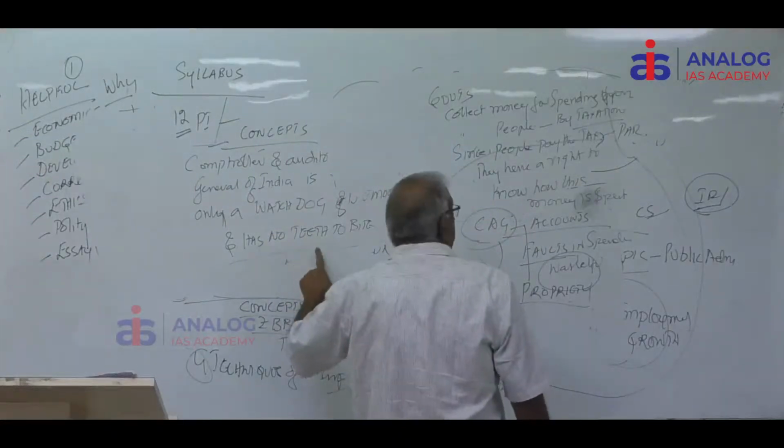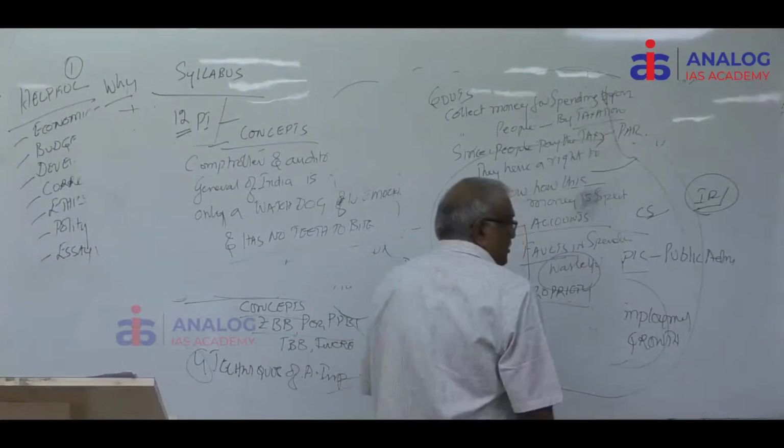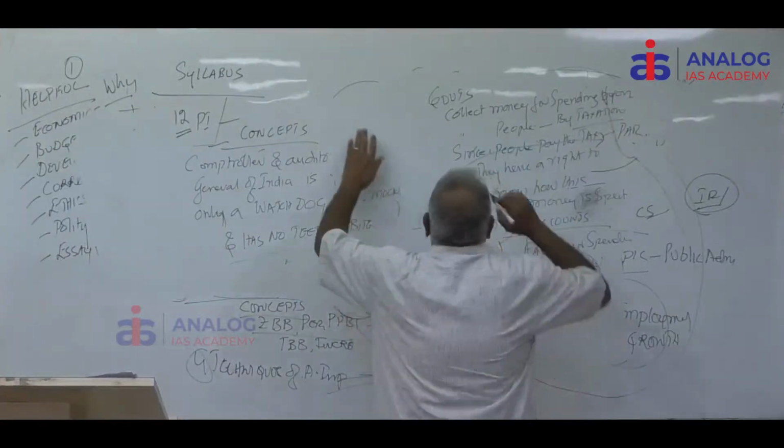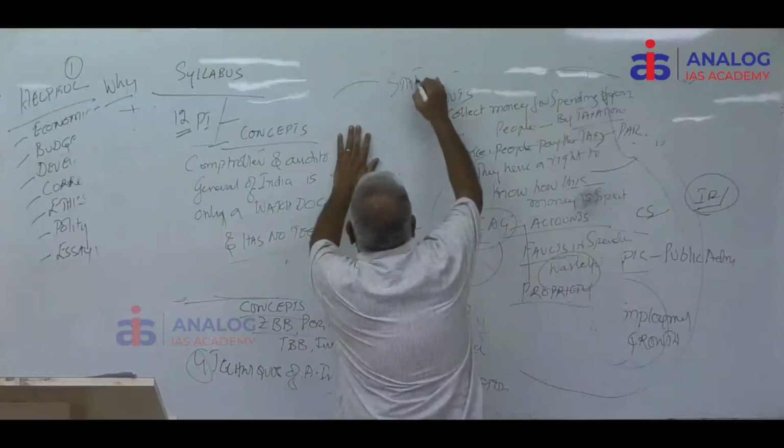He has no teeth to bite. He has no authority to punish. It is not an executive office. It is called a staff agency.